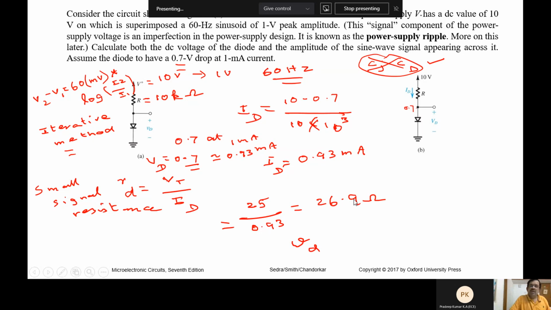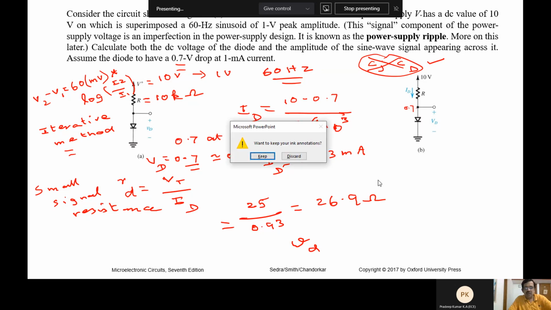That's it. So let us carry on forward in the next class with the voltage regulation using the forward bias. How do we attempt to get voltage regulation using forward bias functioning of the diode?